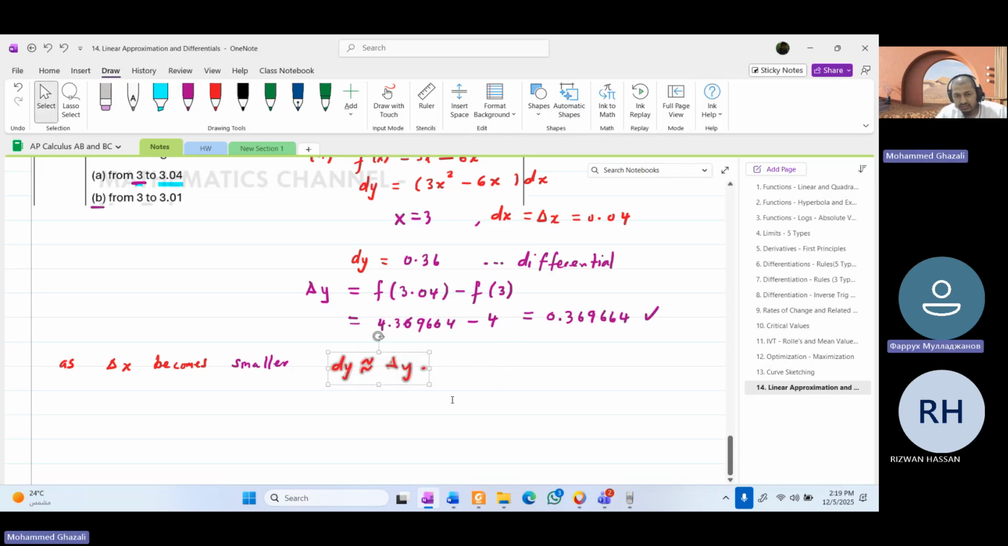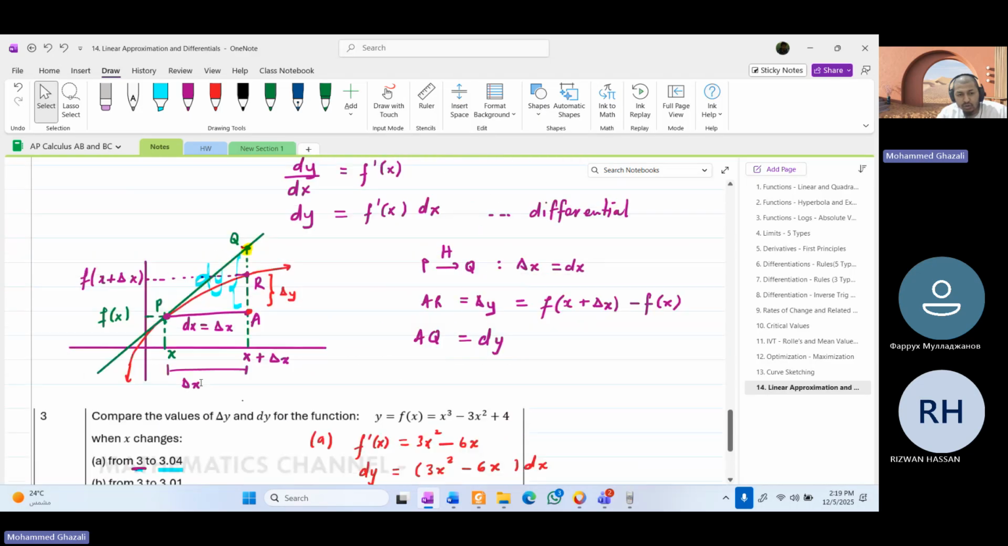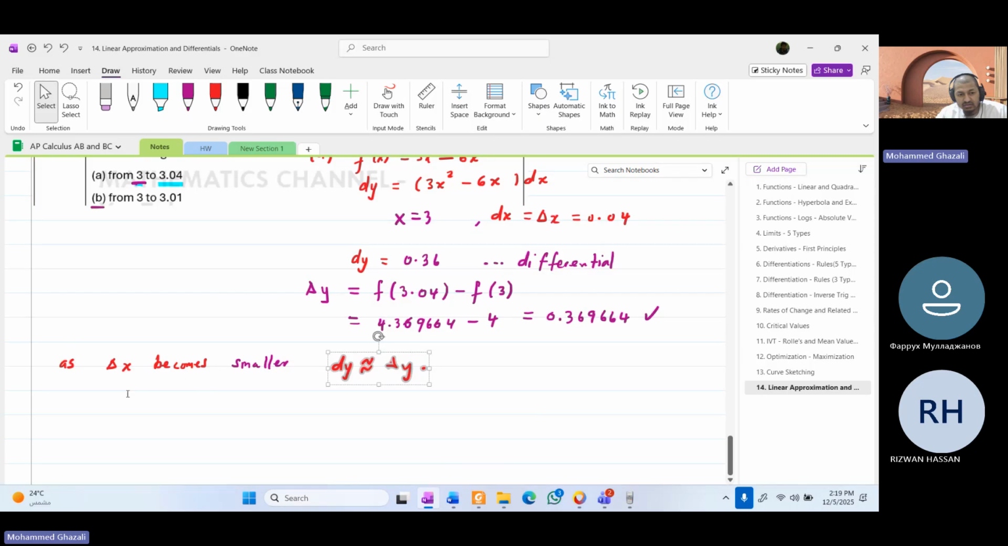Because eventually, if you make delta x smaller and smaller, close to zero, you're going to have the tangent line approximation and f of x be the same. Is this our final answer? Yes, this is our final answer. I never do part B. You're supposed to investigate part B and check, because we're making these get closer and closer to each other. As delta x becomes smaller, dy becomes change in y. The differential becomes the estimated change in y.